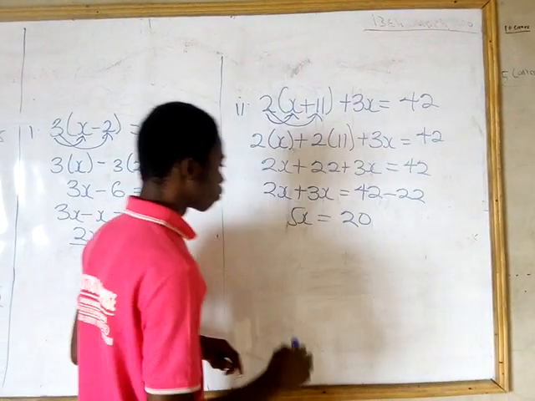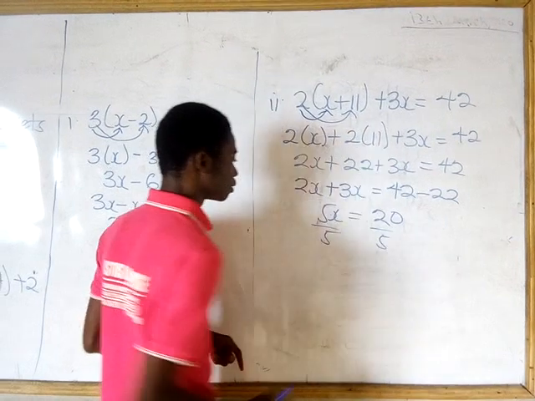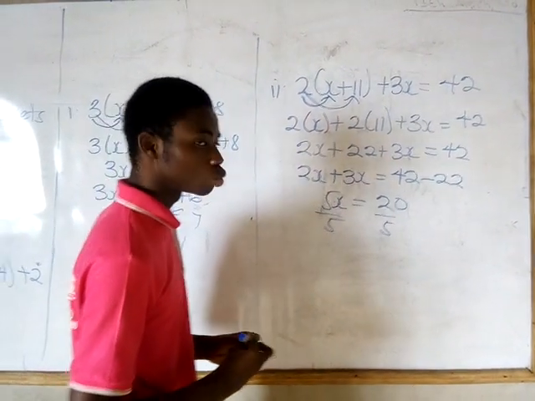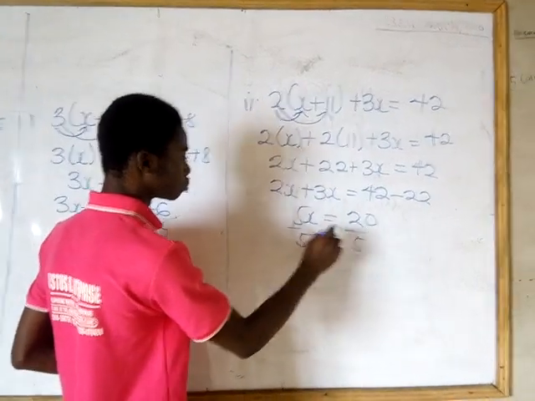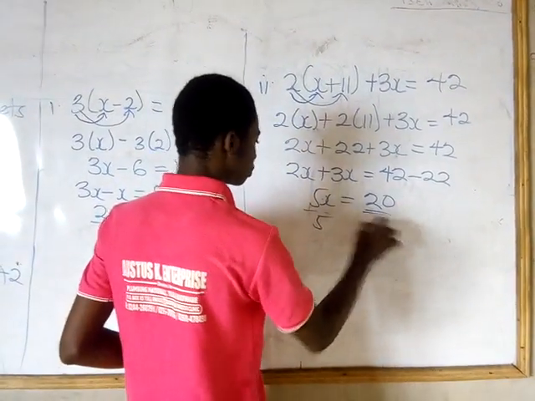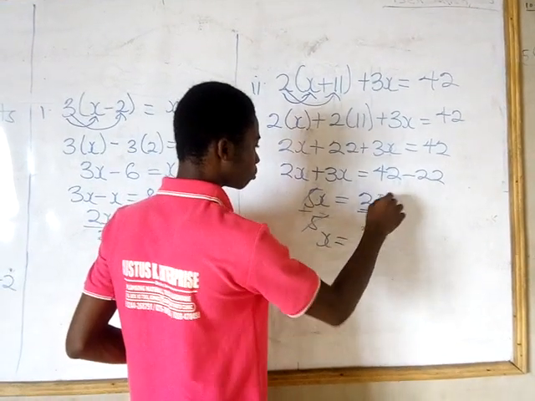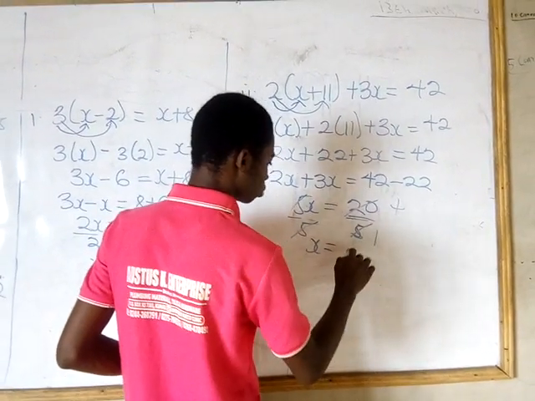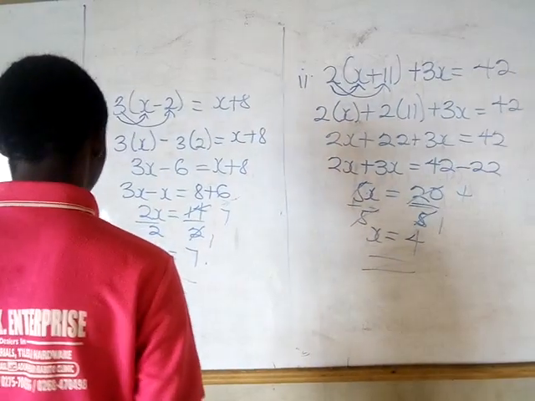20. So you divide this side by the coefficient of what? x. And here the coefficient of x is what? 5. So you divide this side by 5. Divide here by 5. 5 cancel 5. x equals 5 cancel itself 1. Cancel 20 4 times. So therefore x is equal to 4. Let's look at the last example.